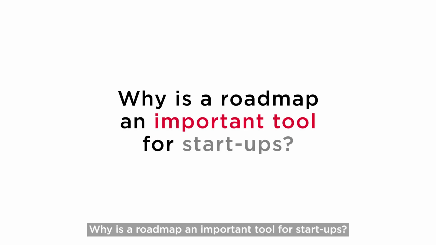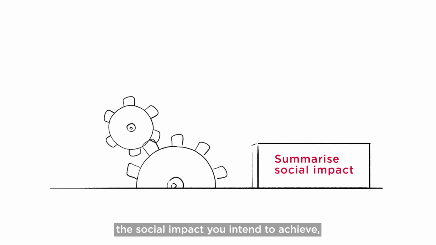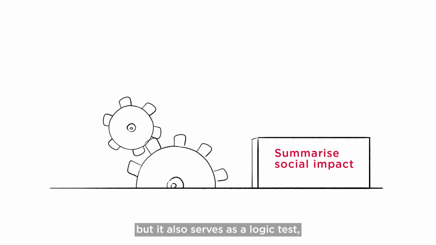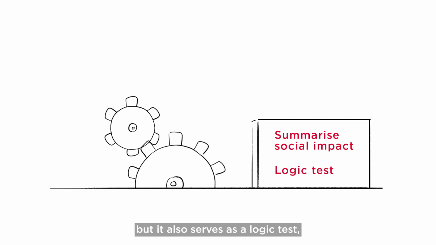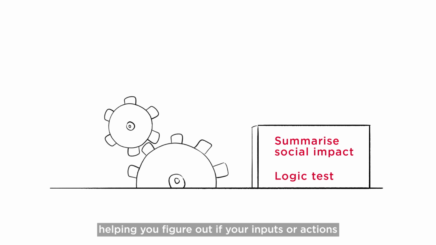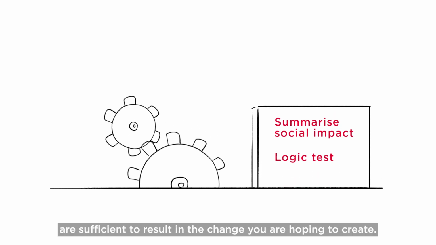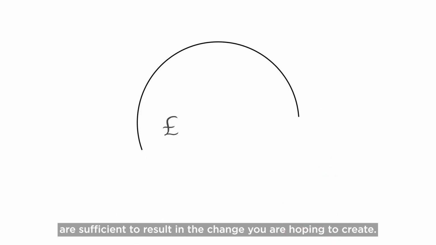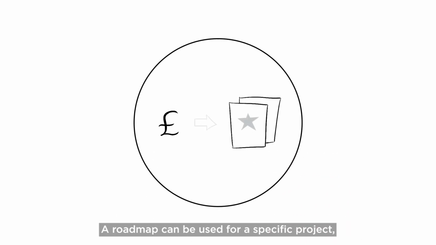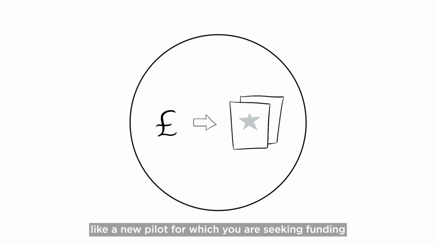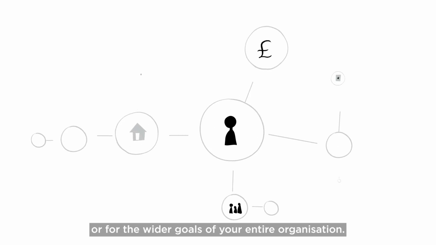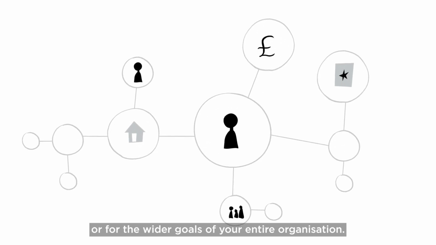Why is a roadmap an important tool for startups? Well, it not only helps you summarise the social impact you intend to achieve, but it also serves as a logic test, helping you figure out if your inputs or actions are sufficient to result in the change you are hoping to create. A roadmap can be used for a specific project, like a new pilot for which you are seeking funding, or for the wider goals of your entire organisation.